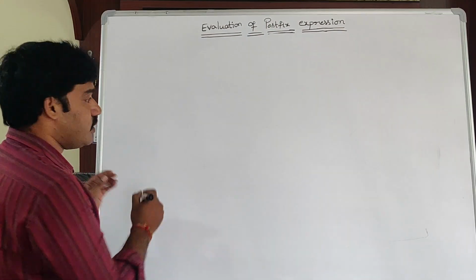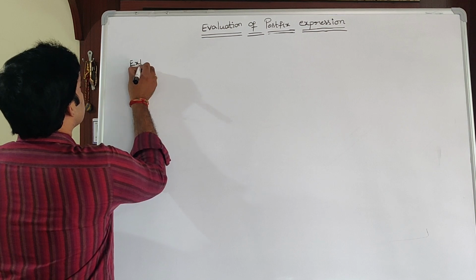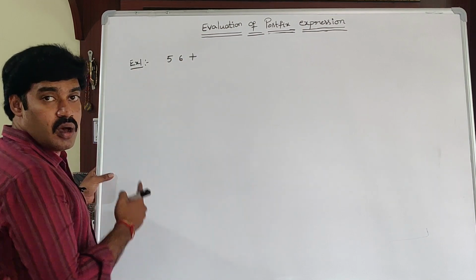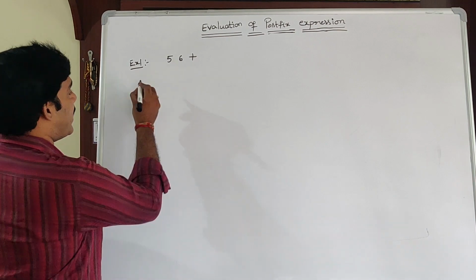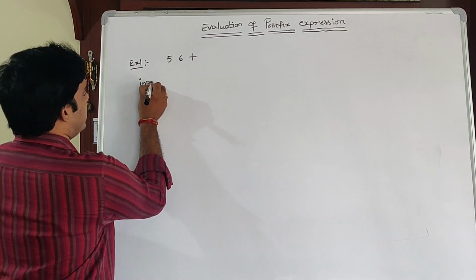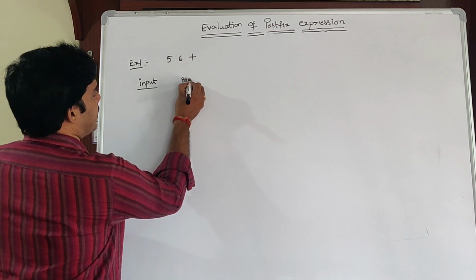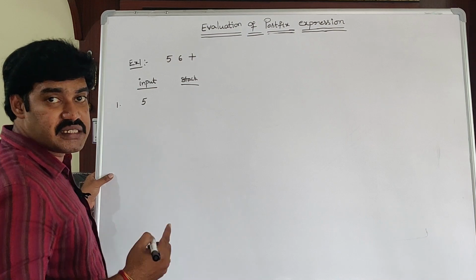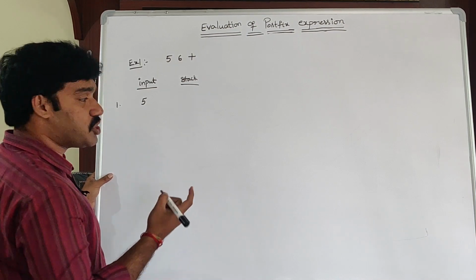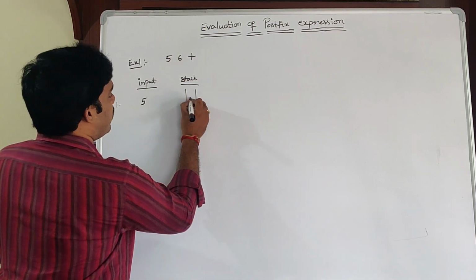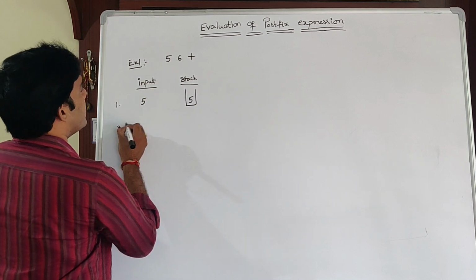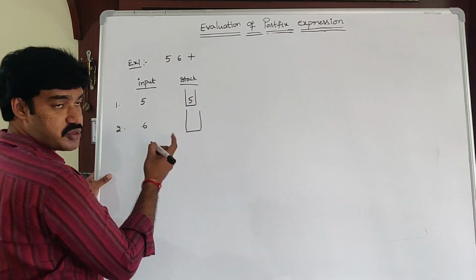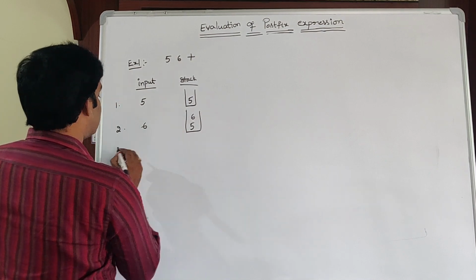Take an example 1. That is 5, 6, plus. How to evaluate this postfix expression with the help of a stack data structure? Input as well as stack data structure. Our input, first one is 5. 5 is an operand. Operand means push into the stack. So take stack and push 5 into the stack. Next, second one is 6. 6 is also an operand. That's why push into the stack. 5 as well as 6.